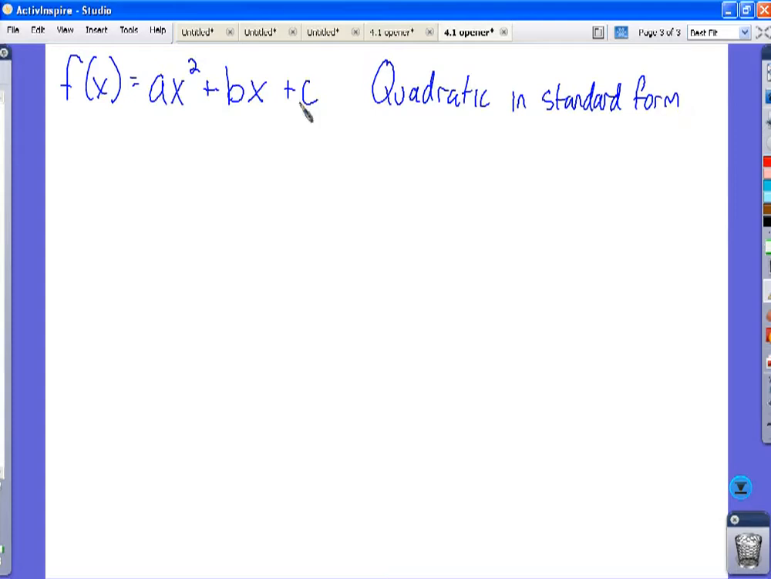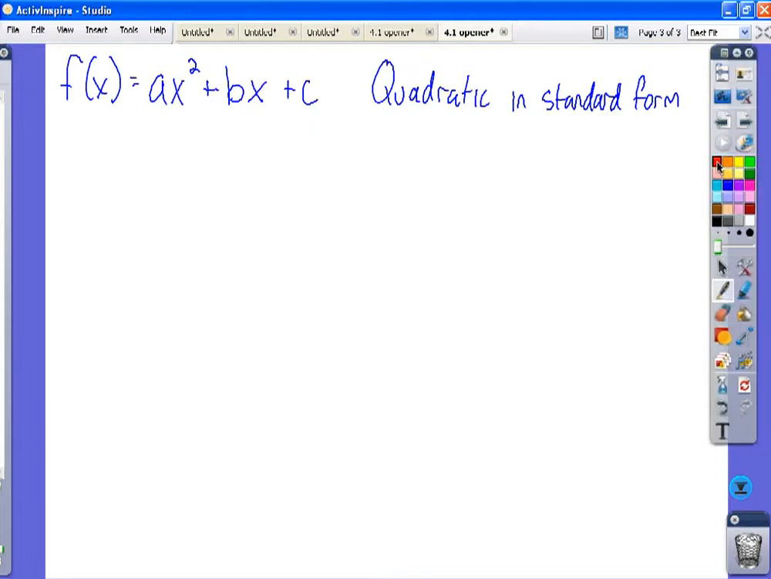So now it's not as easy to say that it moves up by c, because we have this bx. This changes the output. You square x and then multiply it by a, and that affects the steepness, but then this also makes its own little contribution, and then we add c, so it's not just that it moves up c. So in order to graph a function like this, let's use an example.